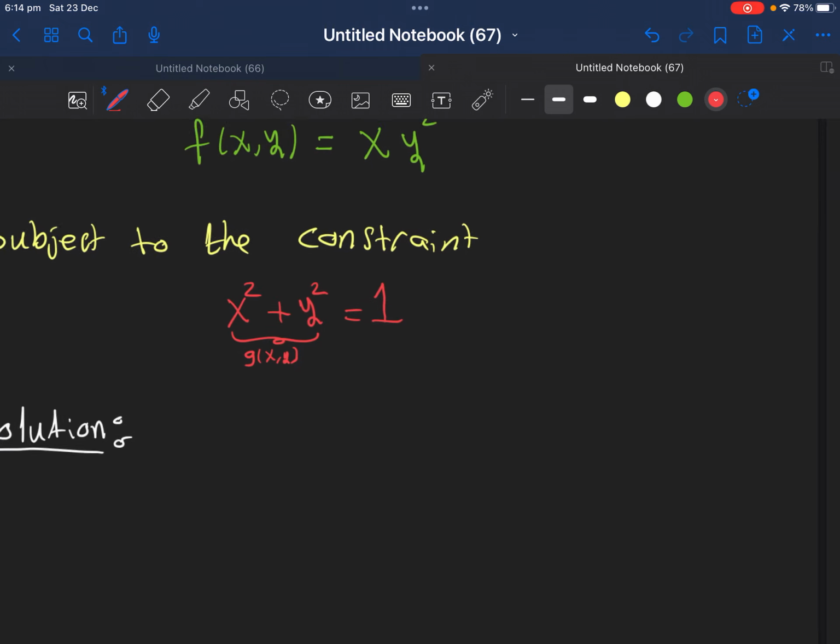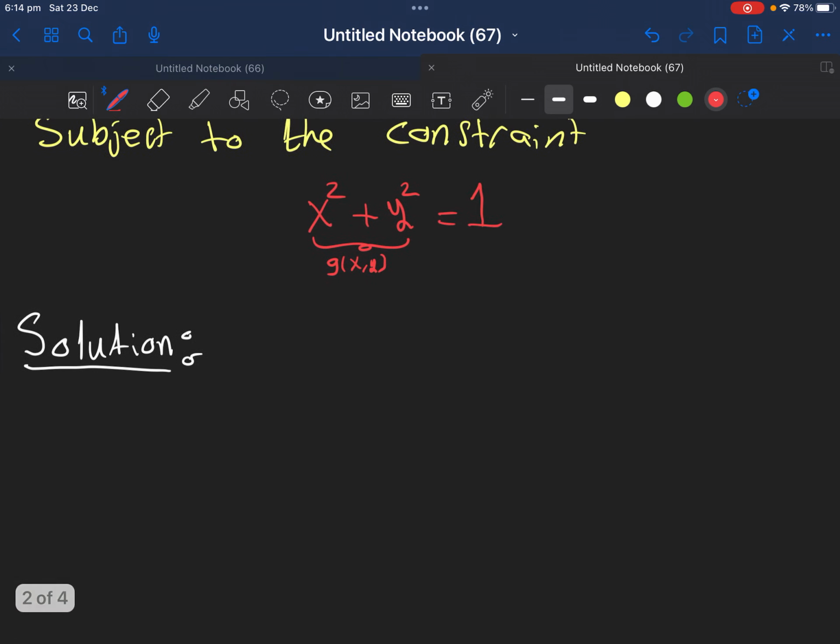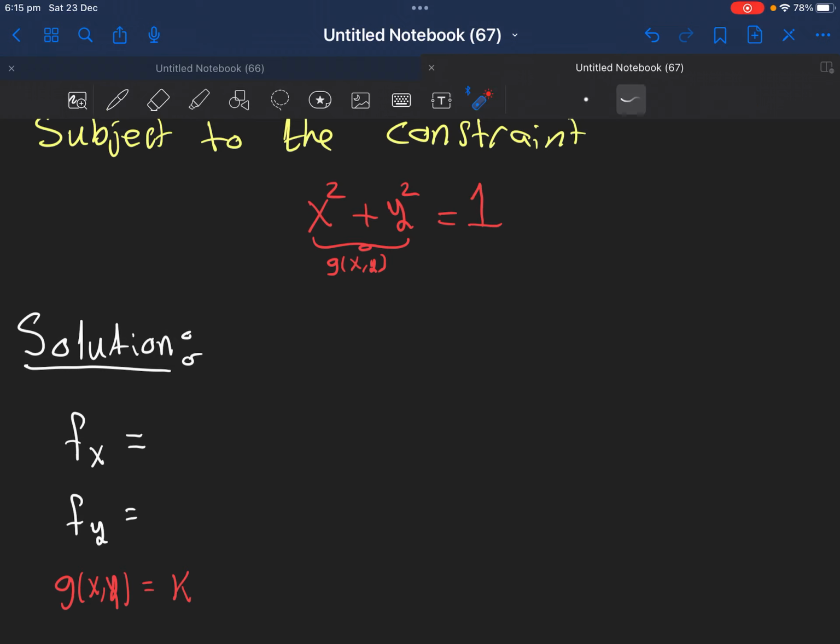Now for Lagrange multiplier, what we need to do is find the derivative of f with respect to x, the derivative of f with respect to y, and we need to add the constraint as is. So g of x, y equal to k. K in this example is equal to 1. Now, f_x should be equal to our Lagrange multiplier lambda times the derivative of g, g_x. Same thing for f_y equal lambda times g_y.